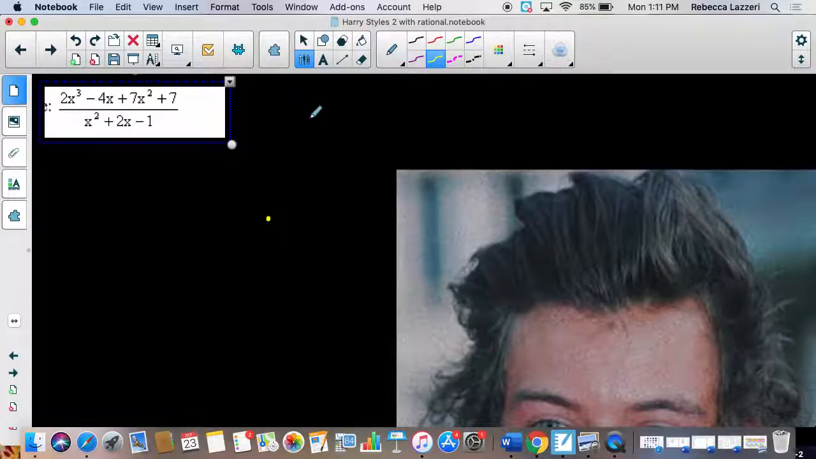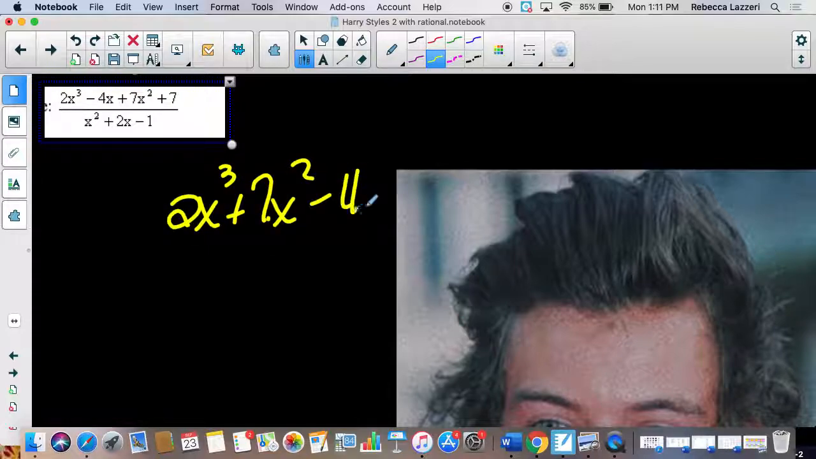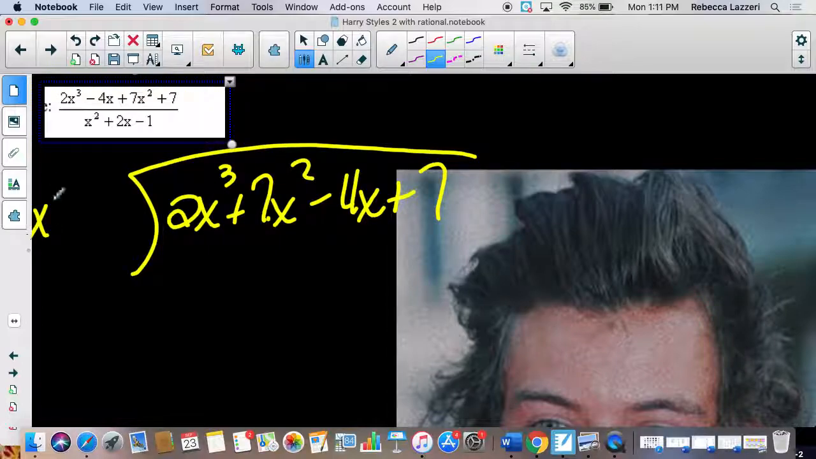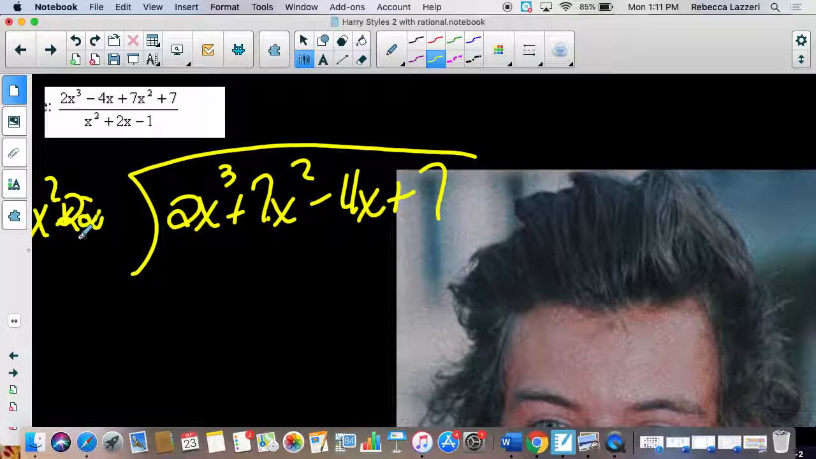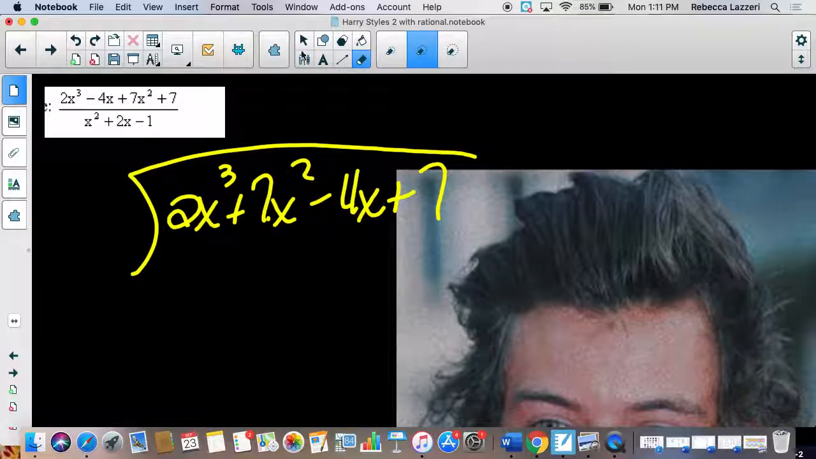Is that it? Yeah. I'm not going to do that whole one out, but I'll get started. I would start this out as 2x cubed plus 7x squared minus 4x plus 7. Ava and everybody else, you want it in descending order. Do you see how I went x to the third, x to the second, and so on? Anybody? Everybody? Yeah. Alright. So this is x squared.